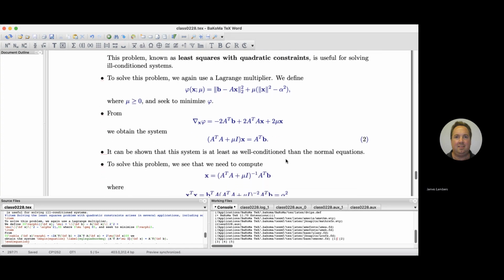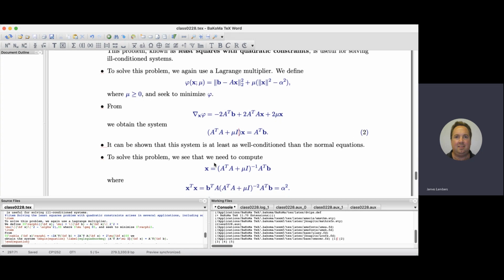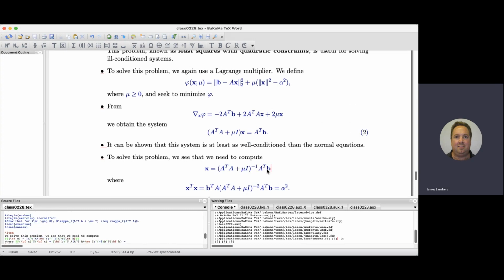Now, from the general solution formula for x, just by inverting this matrix, if we take x transpose x using this expression, we get this down here, and this has to be equal to alpha squared by the quadratic constraint.